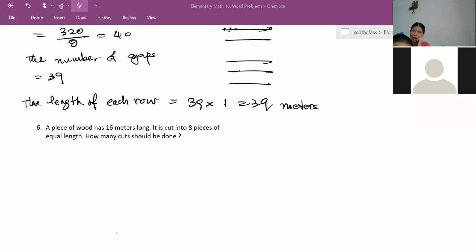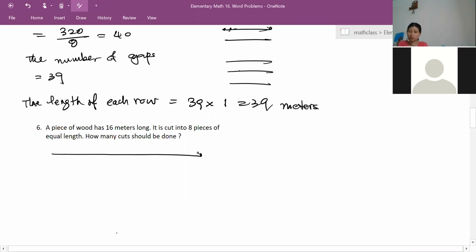So a piece of wood, right? And draw the picture. Cut it into 8 pieces. So 8 pieces, you label it: 1, 2, 3, 4, 5, 6, 7, 8. So how many cuts should there be? It is cut into 8 pieces of equal length. Then you will see that you just need 7 cuts. 1, 2, 3, 4, 5, 6, 7.